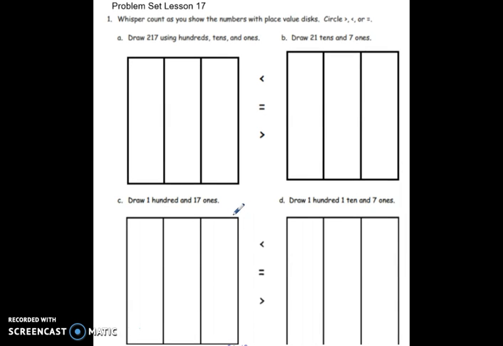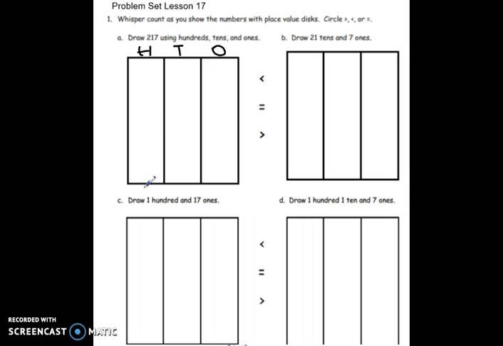Okay, you need to turn in your workbook to the problem set for lesson 17. It looks like this. Let's look at our directions. It says whisper count as you show the numbers with place value discs. Circle greater than, less than, or equal to. So you're going to draw the two numbers. The first one, I'm going to draw 217 using hundreds, tens, and ones. If you need to, label your place value chart with your hundreds, your tens, and your ones.